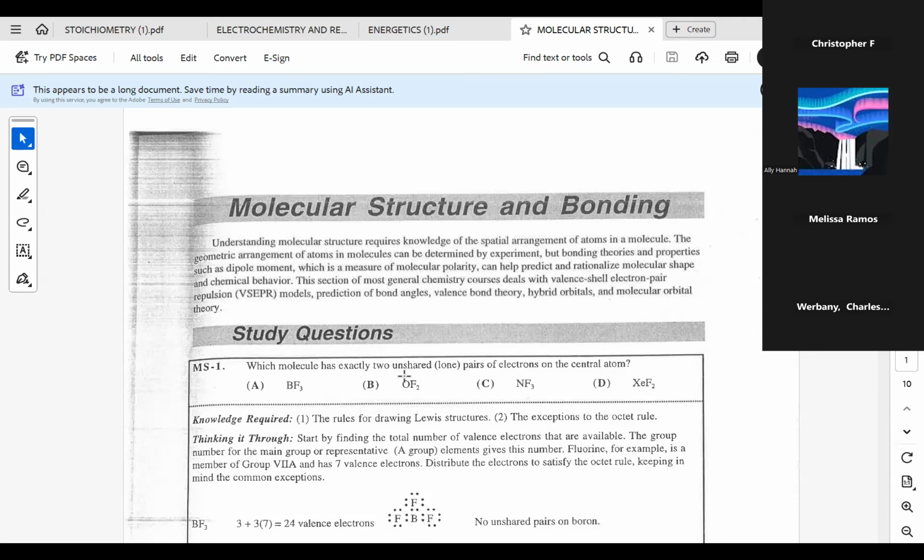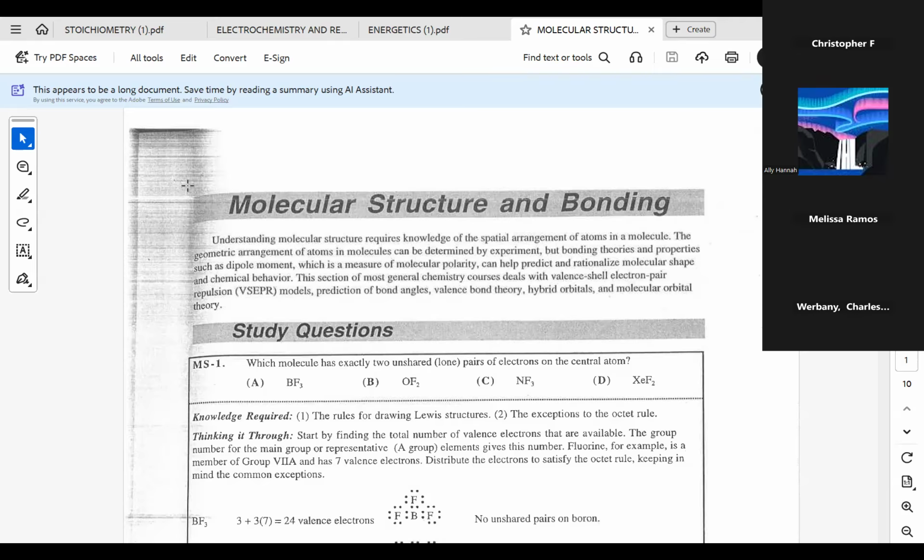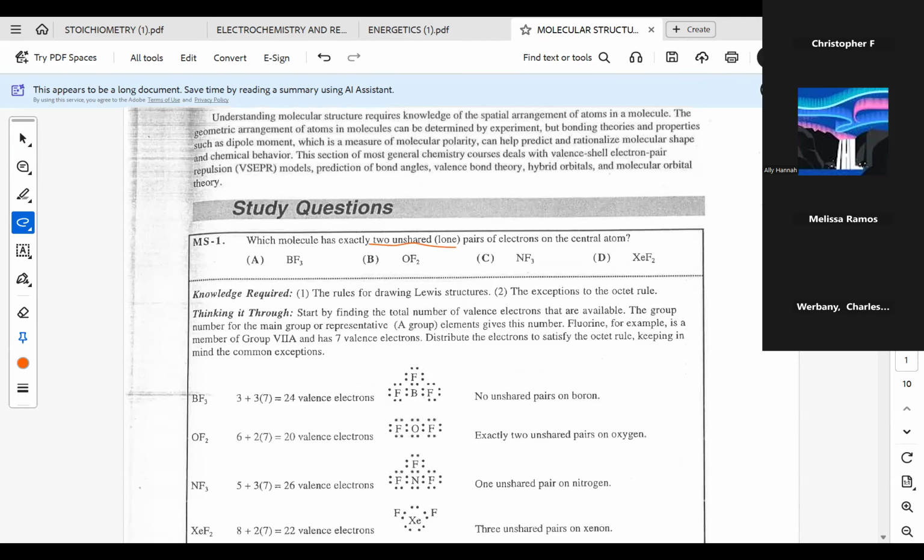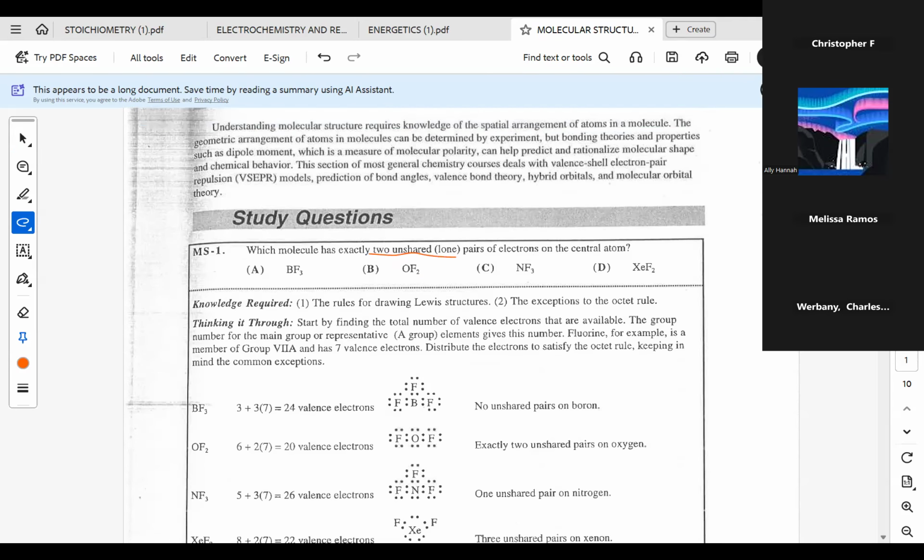If we have question 1 here, which molecule has exactly two unshared, aka lone pairs? Remember, we talked about bonding pairs and lone pairs. Lone pairs are not involved in bonding, and we want to have two lone pairs. We know boron is electron deficient, an exception to our octet rule, so boron will never have a lone pair.